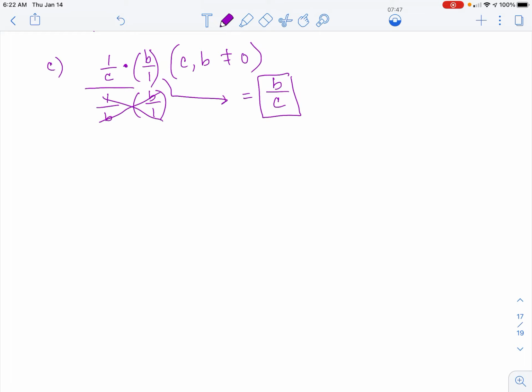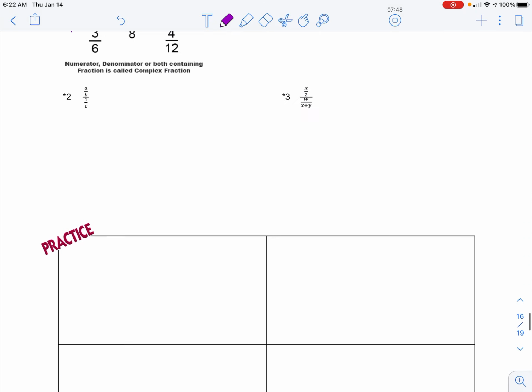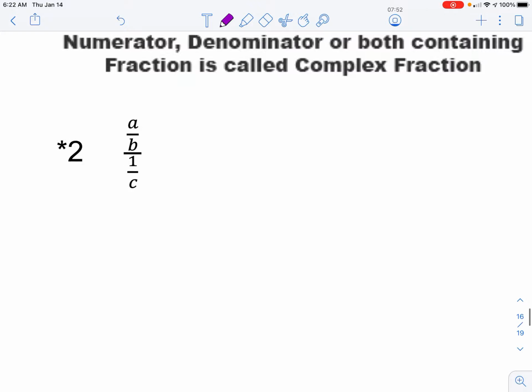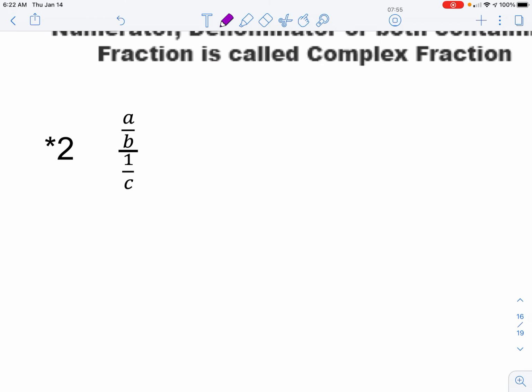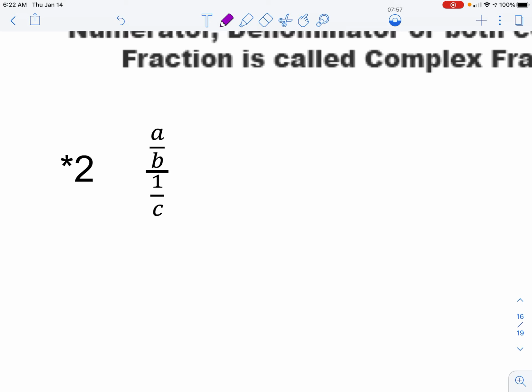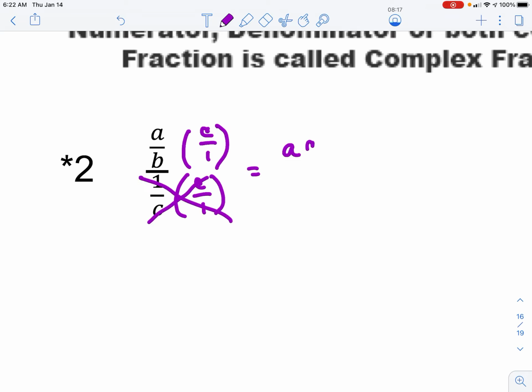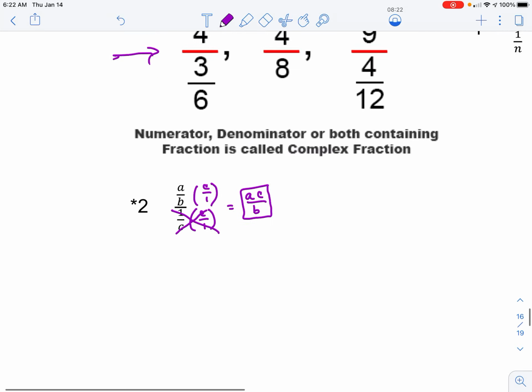Okay, let's go to your math packet again and look at number 2. Same idea. Let's go ahead and look at this complex fraction. We have a over b over 1 over c. So the first thing we do is get rid of this denominator. So we're going to multiply with its reciprocal, but we have to multiply both the bottom of our fraction and the top of our fraction. And we end up with ac over b. Pretty easy.